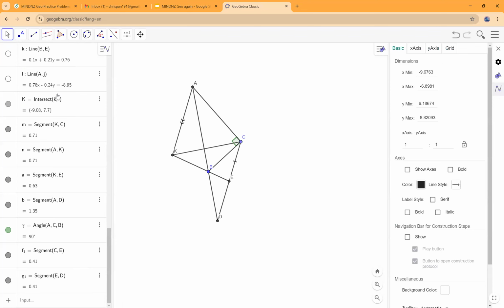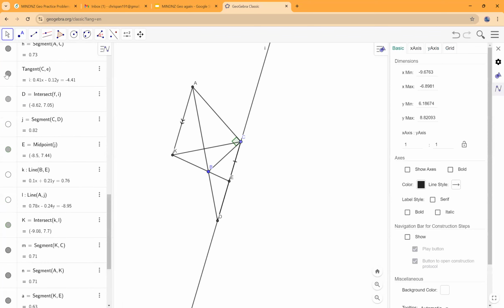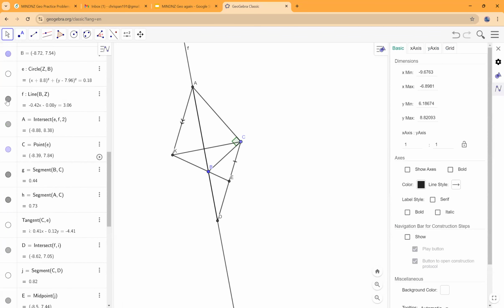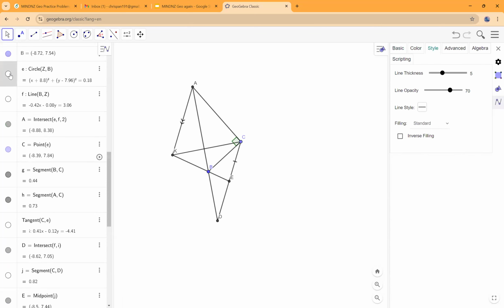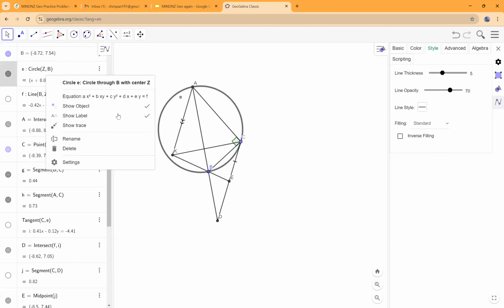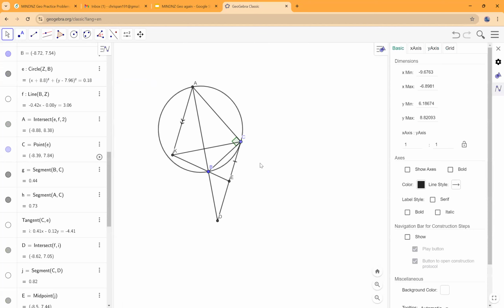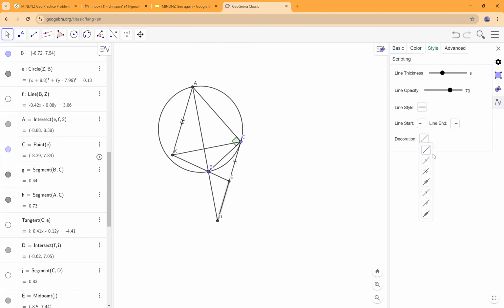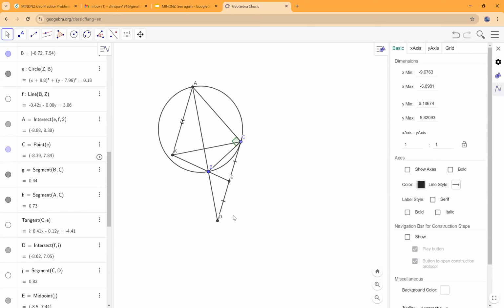Oh sorry, I should probably include the circle back in, shouldn't I? Oops.